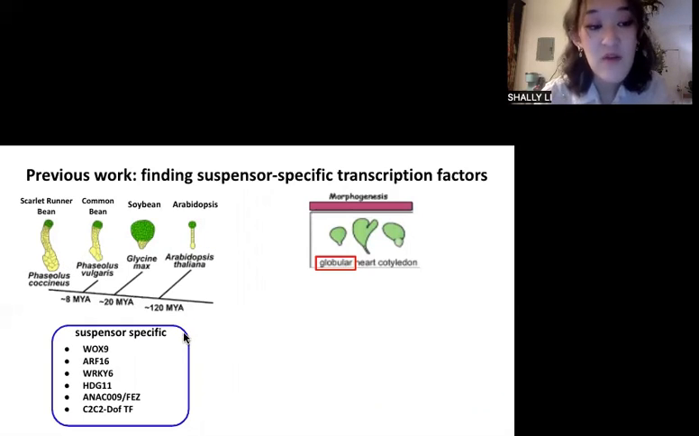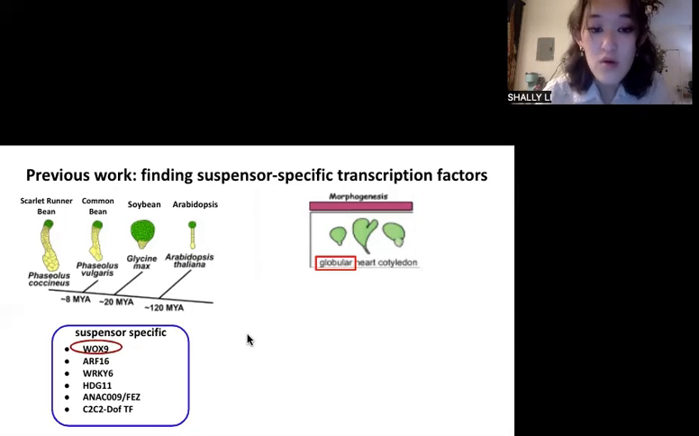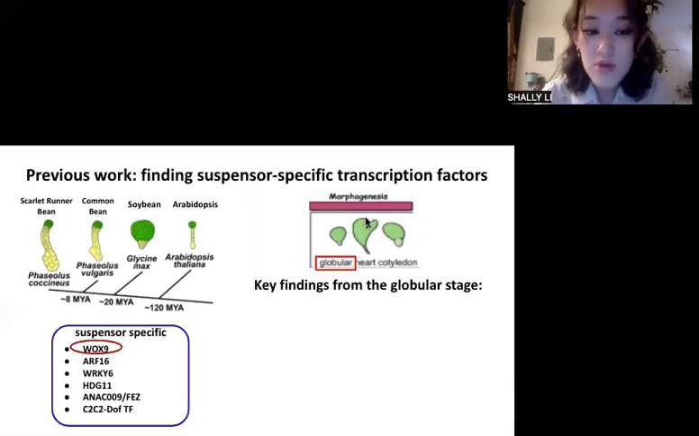And this work found 6 different transcription factors to be expressed in the suspensors of all 4 of these plant embryos. And especially interesting because these plants have very different morphologies. And in particular, WOX9 was prioritized because it was the most prevalent, and its role was further studied in the globular stage, which is the first stage of development.